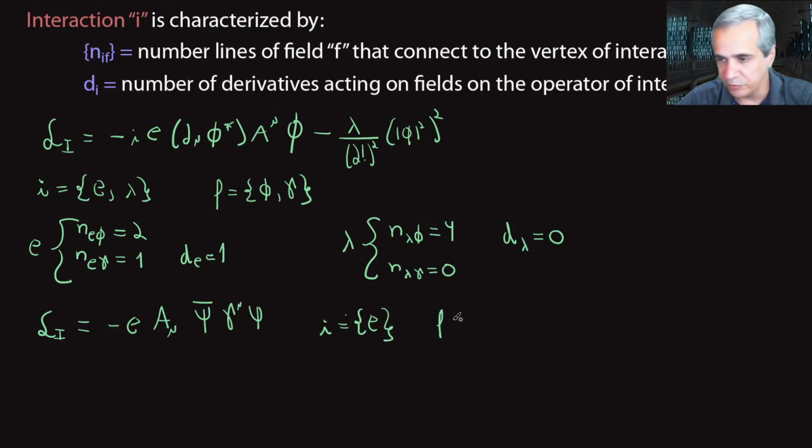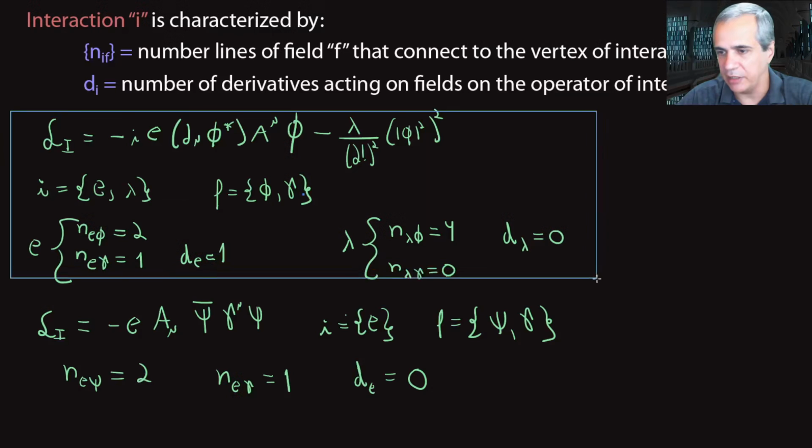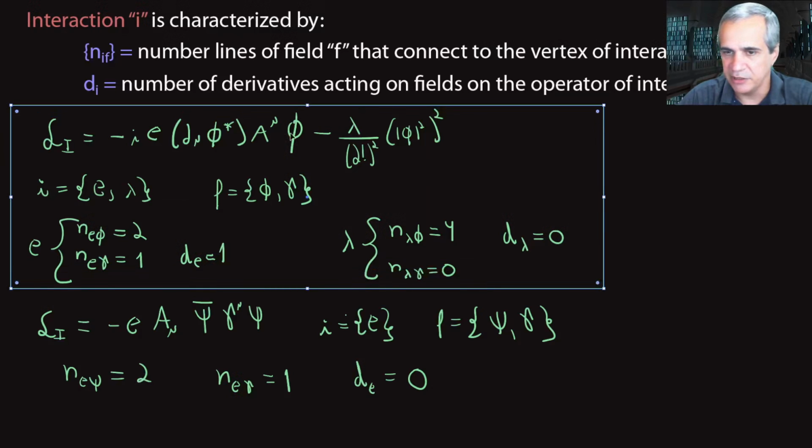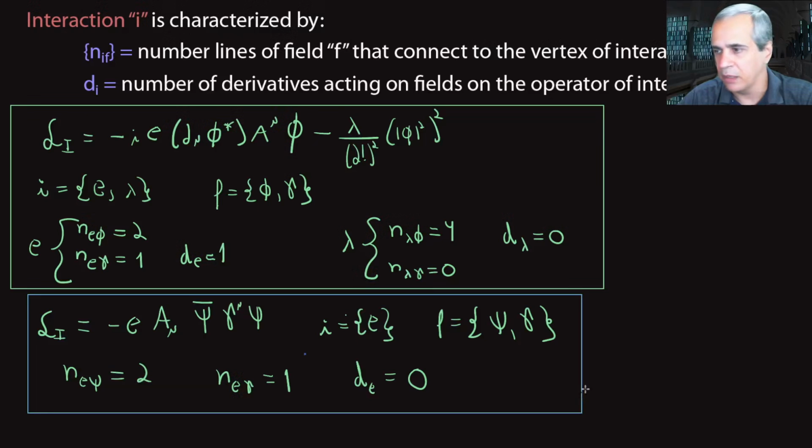And there's two kinds of fields, right? The fermion and the photon. And in this case, pretty clear, right? It's very similar to the scalar QED, at least for that interaction in scalar QED, in which the number of fermions is 2, the number of photons is 1, but in this case there's no derivatives, so the E for this theory is 0, right? So you can see by these two examples how I can describe pretty much any interaction, again, as far as power counting goes.